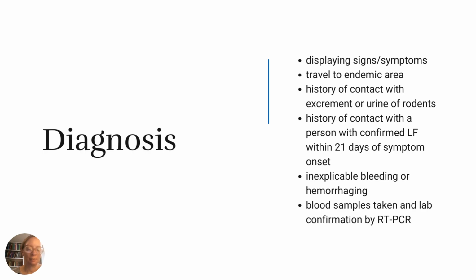We diagnose this by recognizing the signs and symptoms. And again, the key question is, have you traveled to the endemic area? Do you have a history of contact with excrement or urine of rodents? Is there a history of contact with a person with confirmed Lassa fever within 21 days of symptom onset? Is there inexplicable bleeding or hemorrhaging? And then finally, blood samples should be taken, and lab confirmation is done by RT-PCR testing.